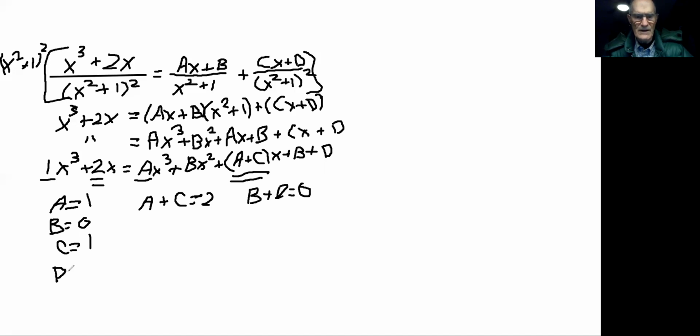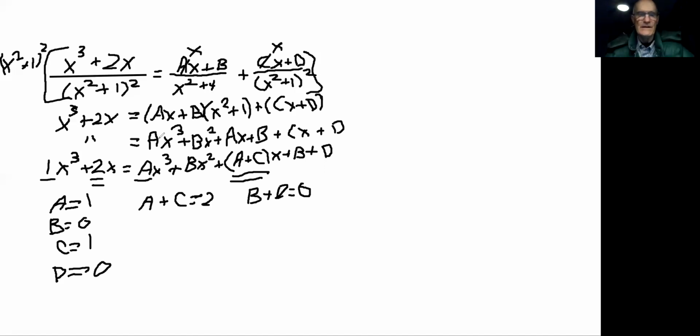So I'm finished now. What I have is the partial fraction breakdown of this. a would be 1, so I'd have x over x squared plus 1. And then c is 1, so that would be x on top also. So I'd have x over x squared plus 1 plus x over x squared plus 1 squared. So that's the last level that we'll look at.